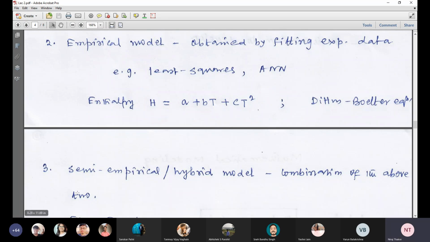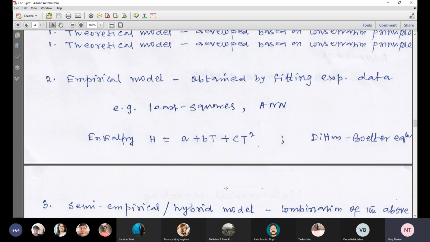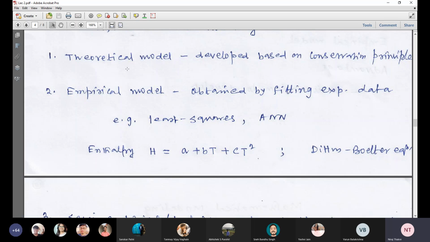I repeat, for most of the chemical processes, we finally obtain a hybrid model or semi-empirical model, but usually people do not call it a hybrid model. They usually call it a theoretical model. Like if you go for a reactor model, we apply the conservation of mass to get the concentration equation. Then we apply the conservation of energy to get the temperature equation. And then we use the Arrhenius equation, which is an empirical model.